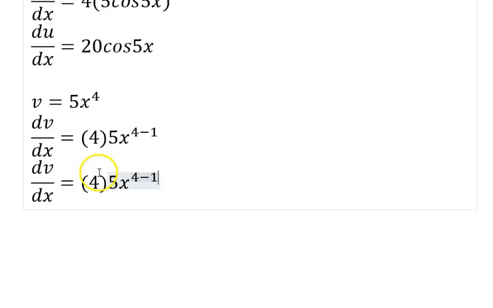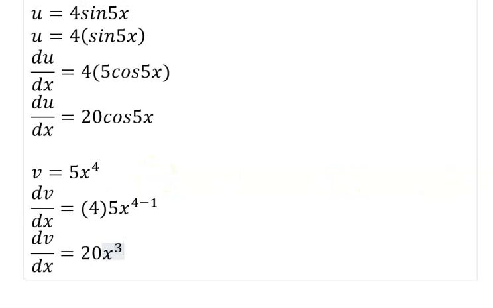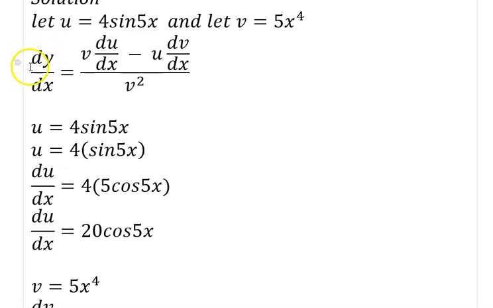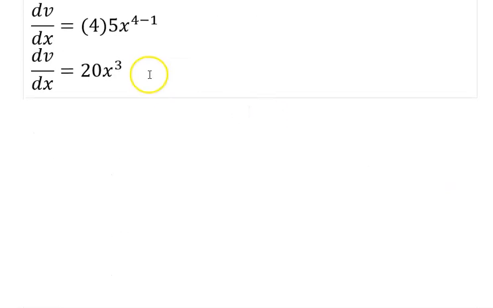Awesome. So 4 times 5 here will give us 20, if we are multiplying these together. Then 4 minus 1 gives us 3. So our dv dx will now be 20x raised to power 3. Having gotten all 4 parameters that we need, let's insert them into our formula to get our dy dx. Very easy. You get them one after the other.